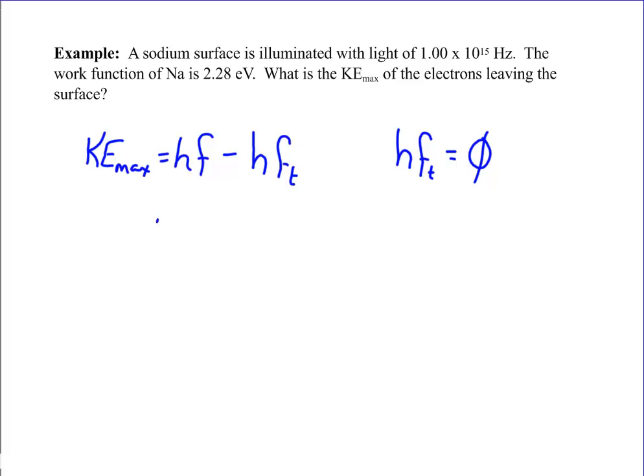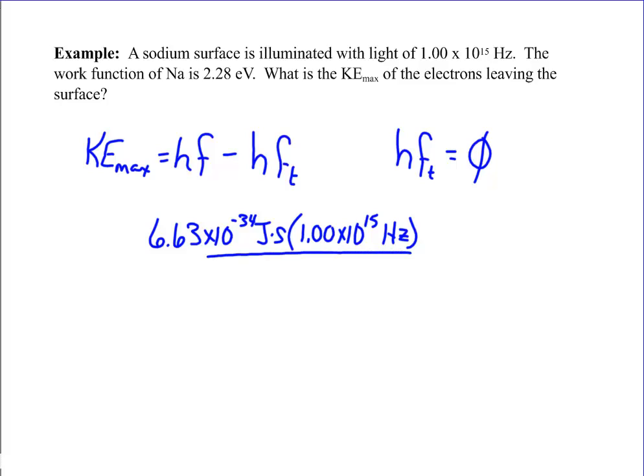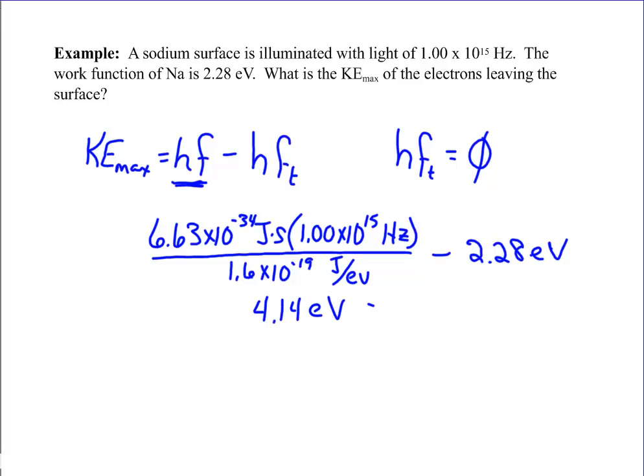So I'm going to take Planck's constant, which is 6.63 times 10⁻³⁴ joule seconds, times the frequency, 1.0 times 10⁵, and I want to get that into electron volts because this is going to be joules. So I'm going to divide that by 1.6 times 10⁻¹⁹ joules per electron volt. So there's my hf. And now I'm going to subtract the work function. They tell me the work function is 2.28 electron volts, which is why I had to get this into electron volts. So this bit right here is 4.14 electron volts minus 2.28 electron volts. And so my maximum kinetic energy for these electrons being ejected is 1.86 electron volts.